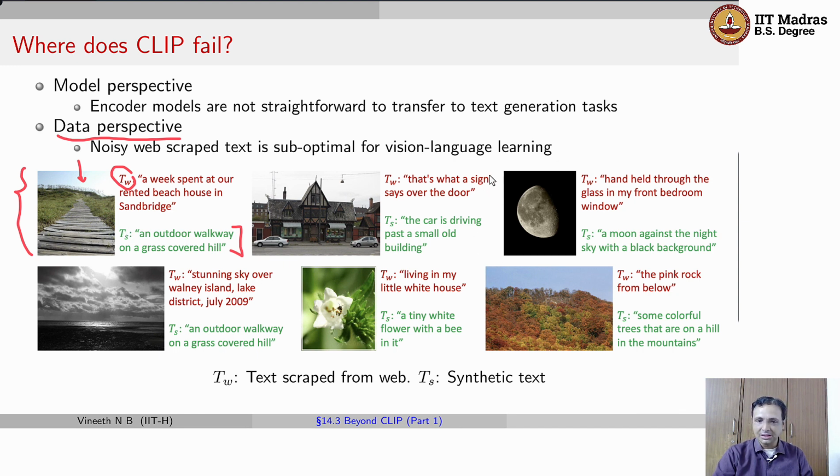And they show many other results here. Here is another one where, given this image, the web scraped text says "that's what a sign says over the door," whereas the text generated by their model says "the car is driving past a small old building." And there are a few other examples here that are fairly demonstrative of this issue.